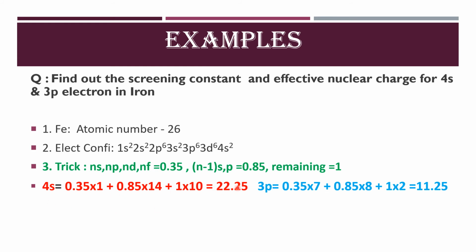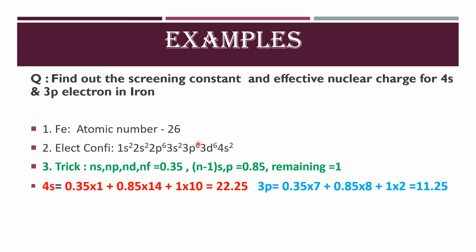This is the screening constant. Effective nuclear charge, how to find it? Z minus S. Effective nuclear charge is equal to Z, which is 26, minus 22.25. And 3p we will see. For 3p means till this end only we have to find. In one of the electrons in 3p we need to find, so how much remaining? The remaining will be 5 electrons.